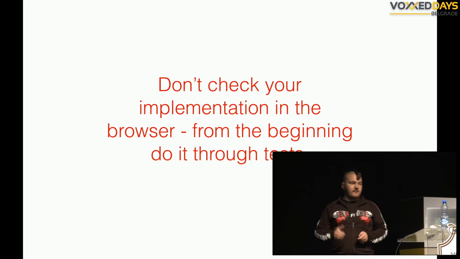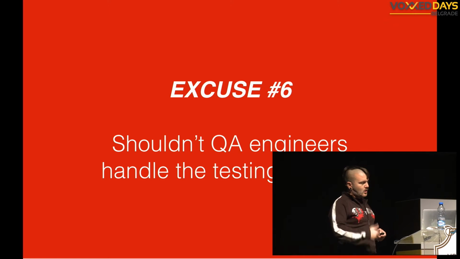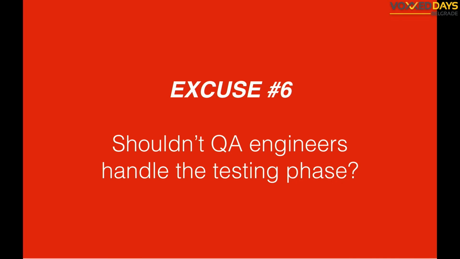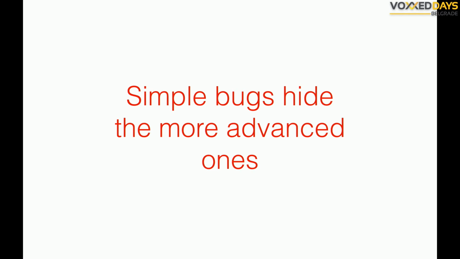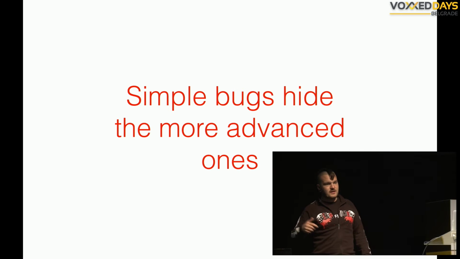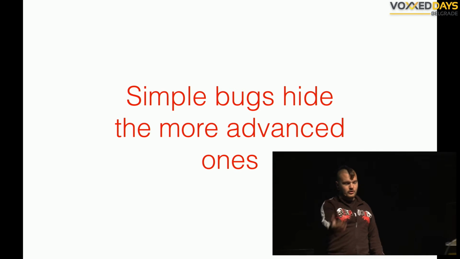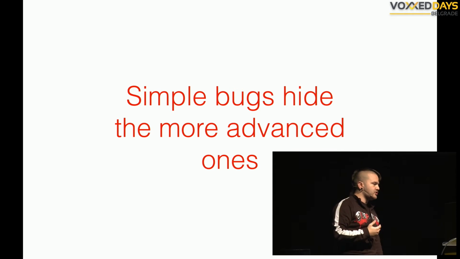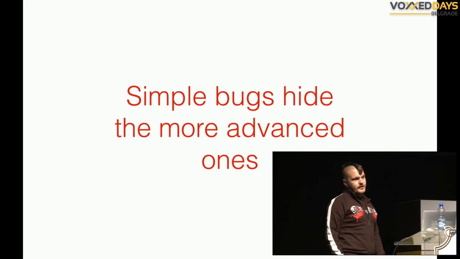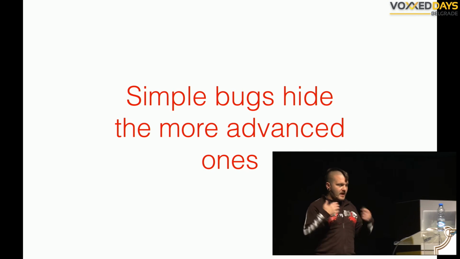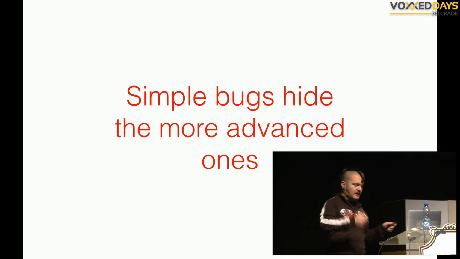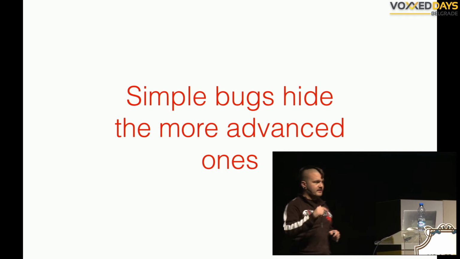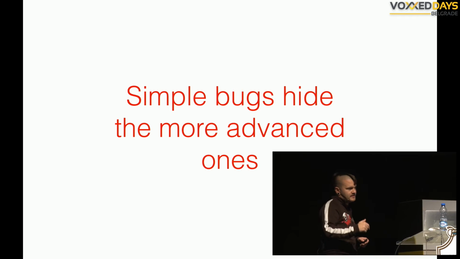Excuse number 6 that I've heard is actually, shouldn't quality assurance engineers handle the testing phase? Well, I would say yes and no. For one thing, why you should have tests is because simple bugs usually hide the more advanced ones. Imagine you send out your application to your quality assurance engineers and the login doesn't work. They're not going to be able to find out any of the other features that aren't working, that are more advanced, and they're going to focus on the simple ones.